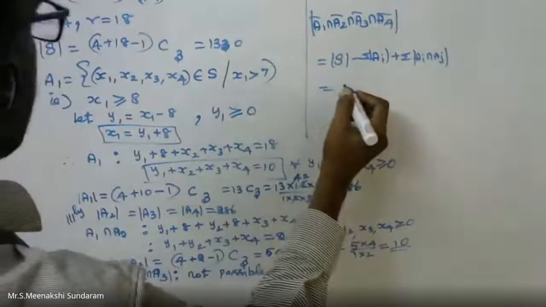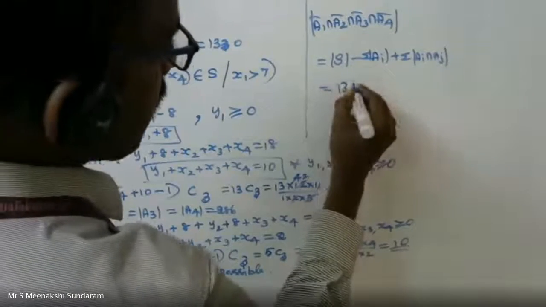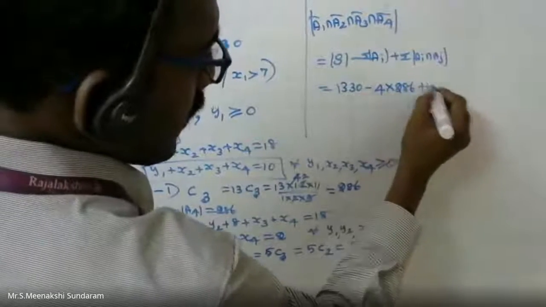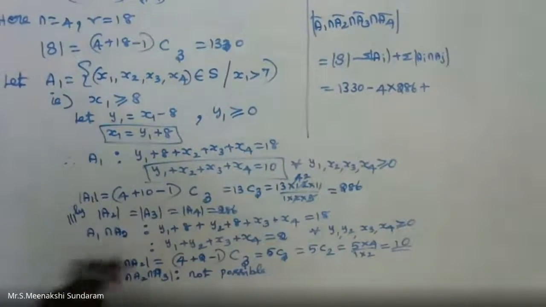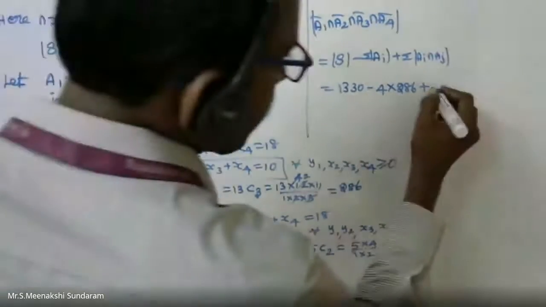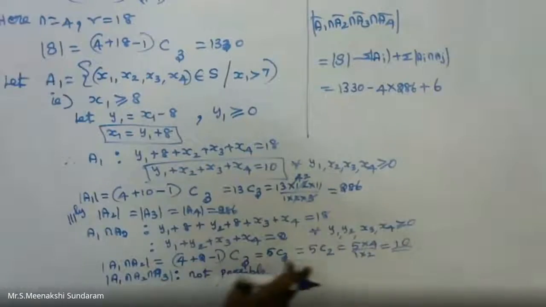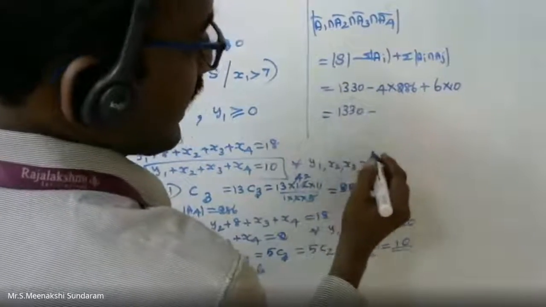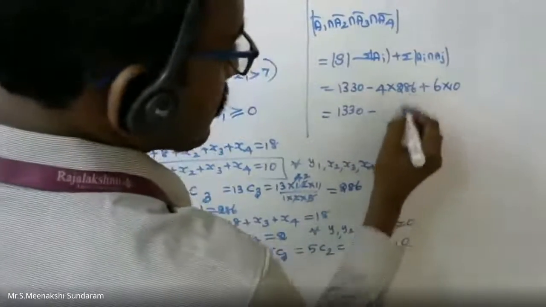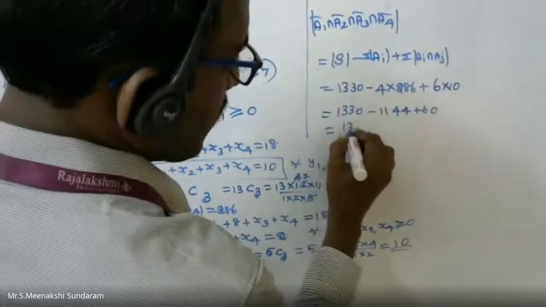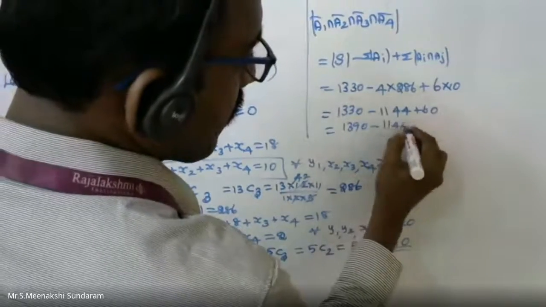Modulus of S, the total count, is 1330, minus 4 times 286. Again plus, how many are possible? 1 and 2 is 1 possible, 1 and 3 is 1, 1 and 4 is 1, 2 and 3 is 2, 2 and 4, 3 and 4, so 6 possible. So 6 times 10. Once you simplify, 1330 minus 24, balance 2, 32, 34, 3, 8, plus 3, plus 60. So 1390 minus 1144.